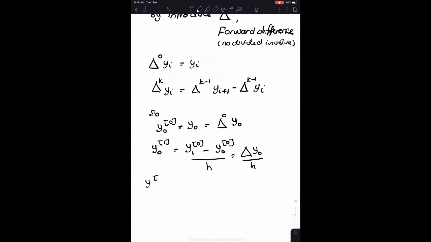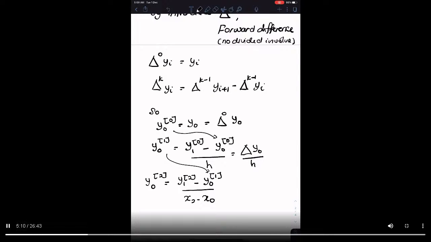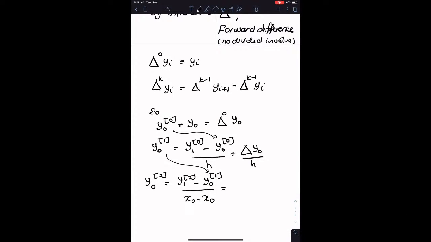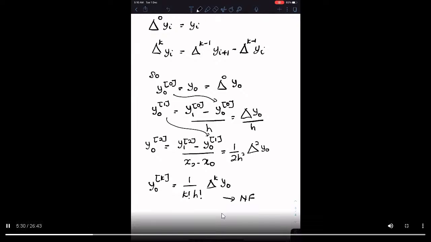Next is y naught order 2, which is y1 order 2 minus y naught order 2, divided by x2 minus x naught. To write it more simply, replace y naught order 1 into the next equation, and you will get 1 over 2h squared del 2 y naught. So for y naught order k, the table size depends on the size of the data. This is the formula for Newton forward.